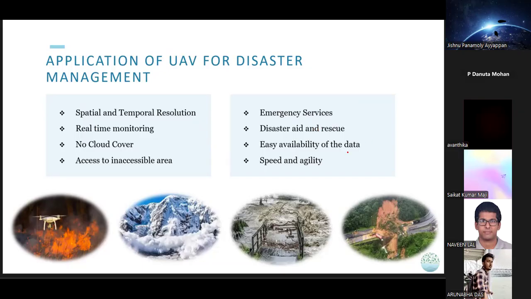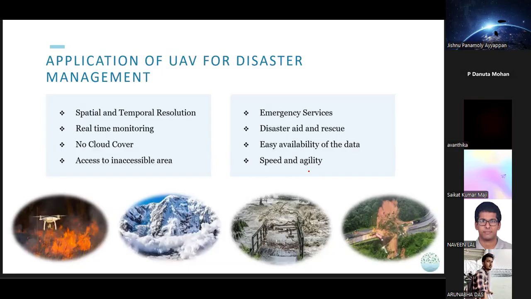Then the easy availability of data. If you have a drone or a UAS system and the software, you can just fly the drones there, then come back and process the data, and you can get the results within a few hours. Then there is the speed and agility.